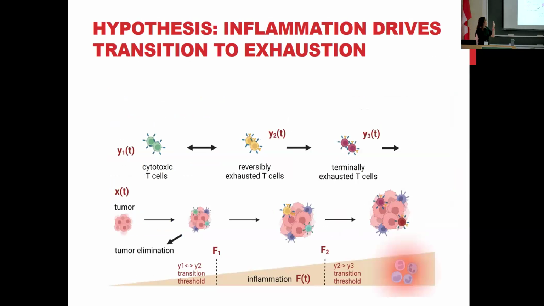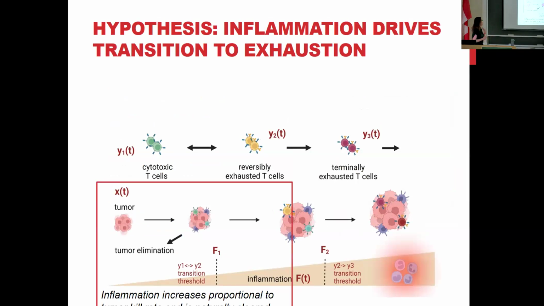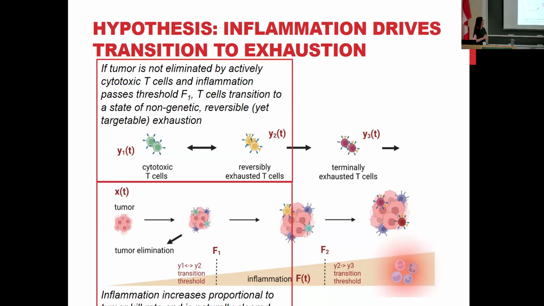So I'm going to go through more details of the assumptions underlying the model than the actual equations. The equations are available in the paper if you're interested in seeing them. But the underlying assumption here is that it's inflammation that drives the transition to exhaustion. This is based on sort of an understanding of autoimmunity and chronic infection. I'll come back to that a little bit at the end of the talk. But we start by assuming that inflammation is going to increase at a rate proportional to the rate at which the tumor is killed and has some natural clearance.